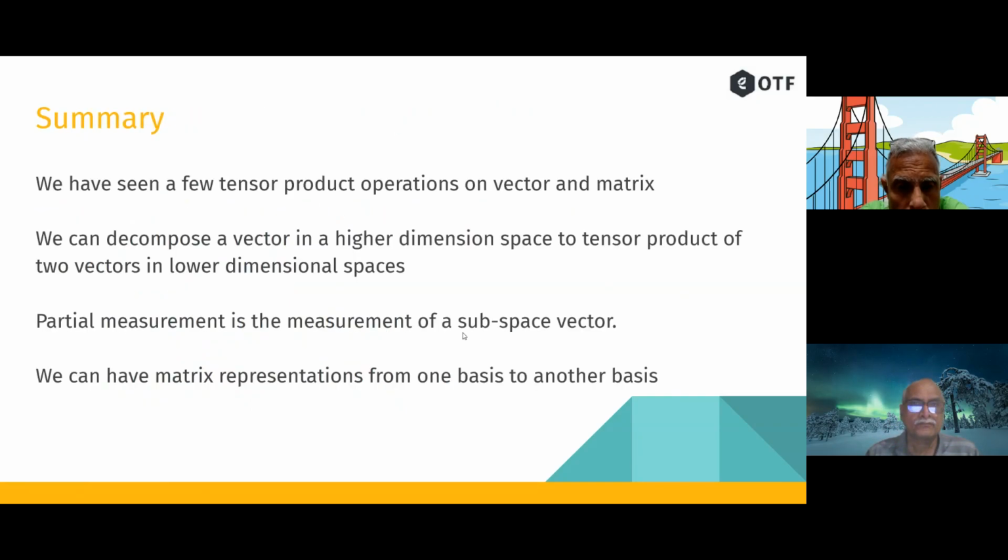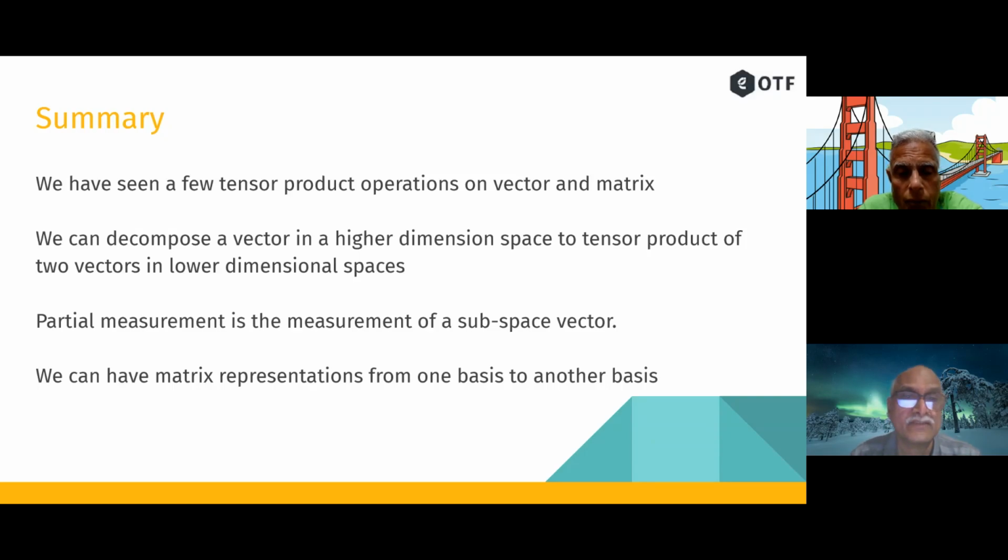Okay. So in summary, what we have done is we have seen a few tensor product operations on vectors and matrices. The central concept and theme to understand is we can decompose a vector in a higher dimension space to a tensor product of two vectors in lower dimension space. Remember, this is very, very important. It's a very, very powerful concept which we are going to use a little later on.